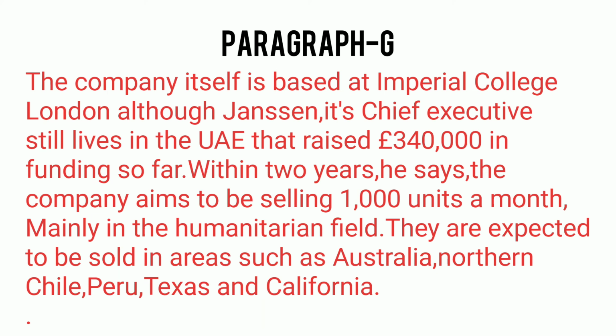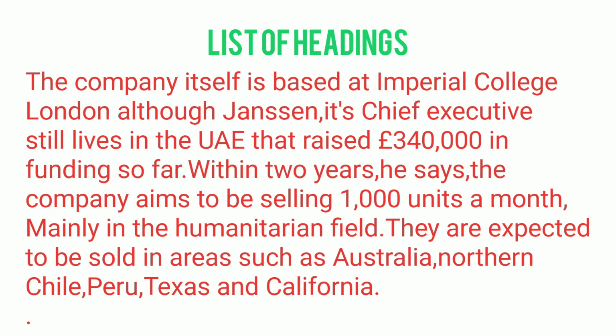Who knows, we can get our answer here also. It says the company itself is based at Imperial College London, although Jensen, its chief executive, still lives in UAE. It has raised £340,000 in funding so far. Within 2 years, he says the company aims to be selling 1,000 units a month, mainly in the humanitarian field. They are expected to be sold in areas such as Australia, northern Chile, Peru, Texas and California. Okay, so again talking about money, that they have raised this much funding, and saying that they have to go further.